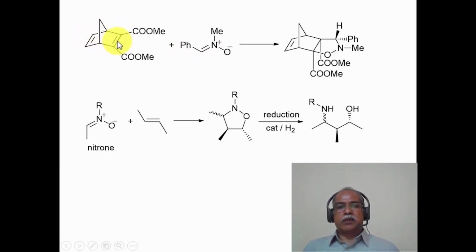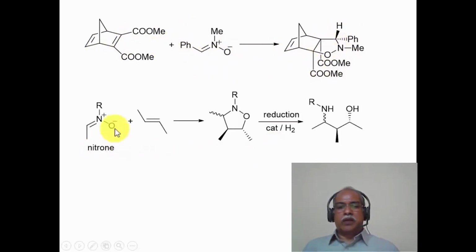There are two double bonds here. One is electron deficient because of the carboxylic acid ester groups that are substituted. This is relatively speaking electron rich. Dipolarophiles are electron deficient and dipoles are electron rich in nature. So that electronic character combination is perfectly suited for this type of reaction. You can see here this cycloadduct is what is formed exclusively during the course of the reaction.